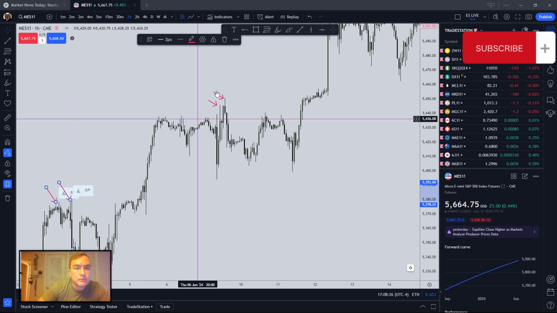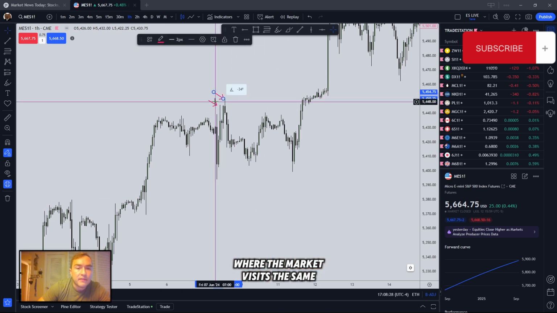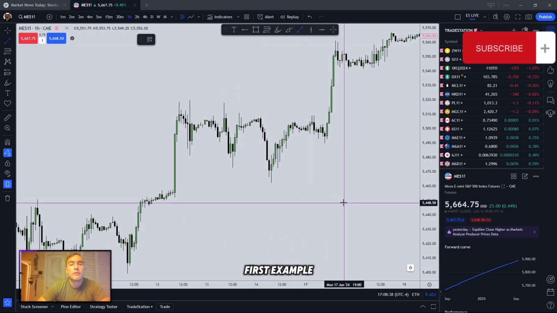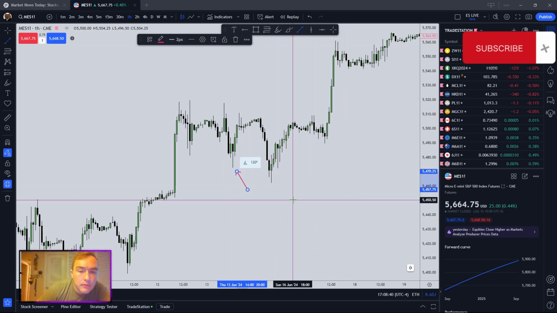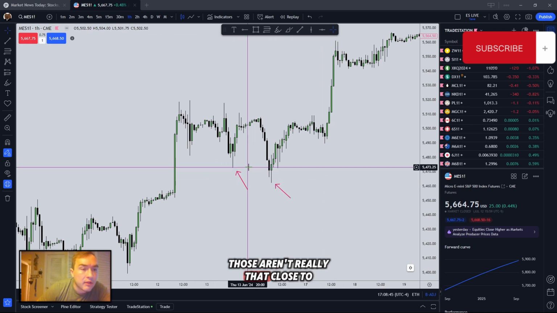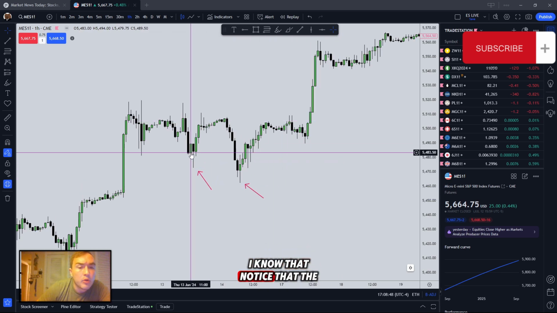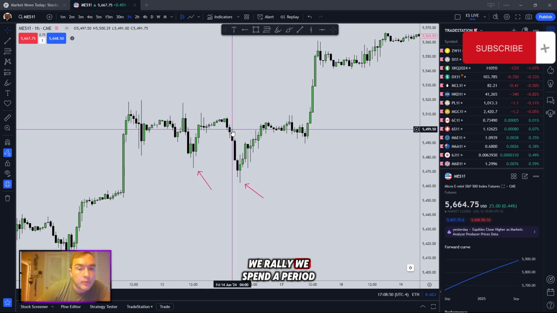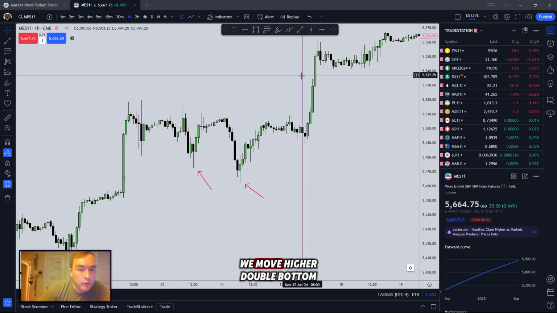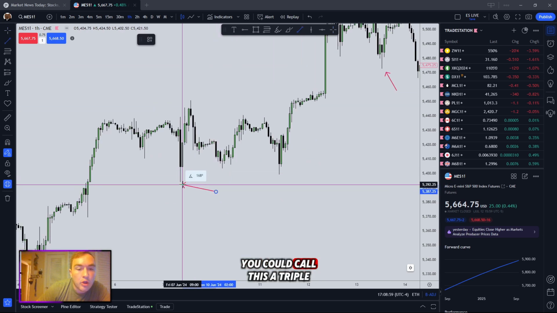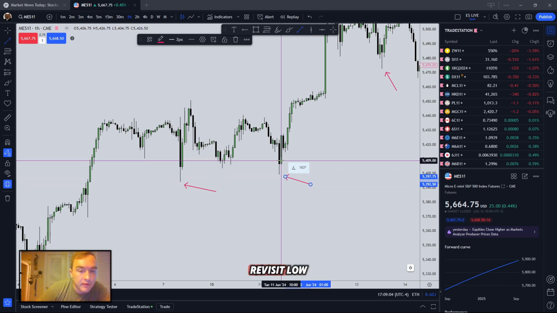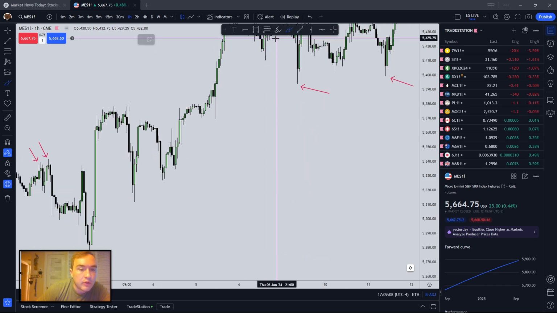Double bottoms, where the market visits the same low or roughly the same low twice before moving higher. Okay, guys, first example. I know what you're thinking. Hey, Reese, those aren't really that close to each other. I know that. But notice that the market makes a low, we rally, we spend a period of time, we fall again, we revisit roughly that same area, we move higher, double bottom. You could call this a triple bottom, but I'm calling this just a double bottom, visit low, revisit low, move higher. These don't have to be perfect, guys.